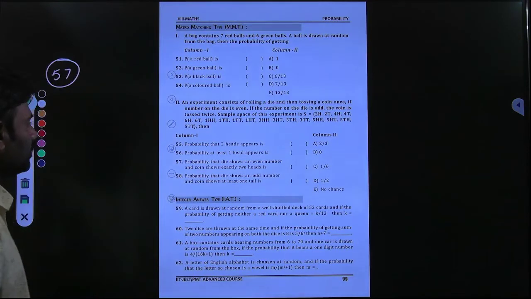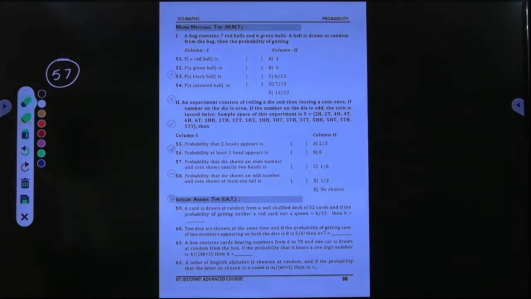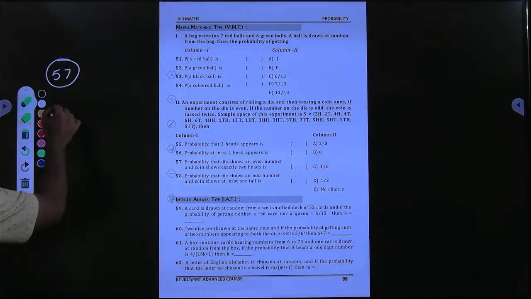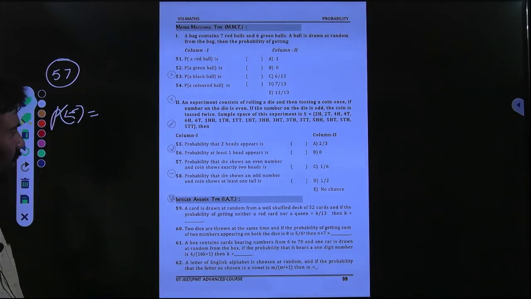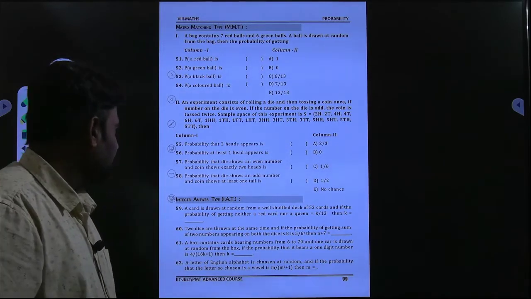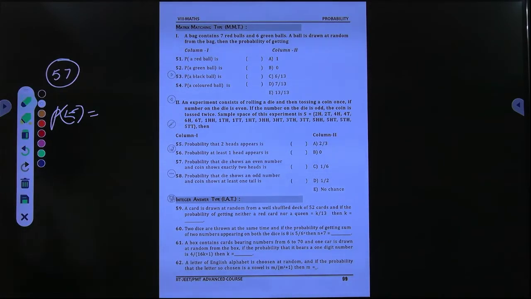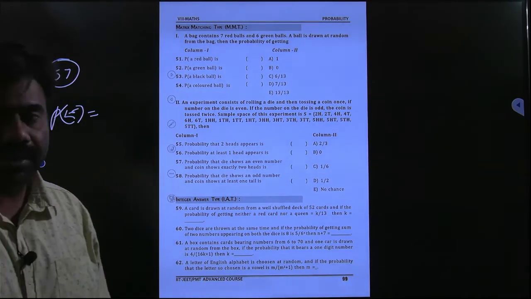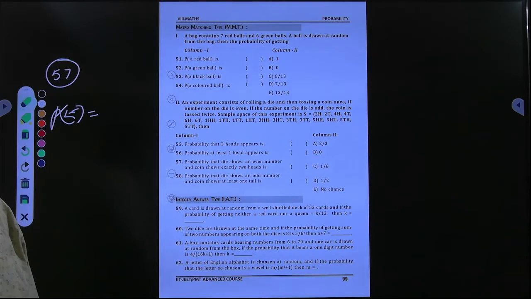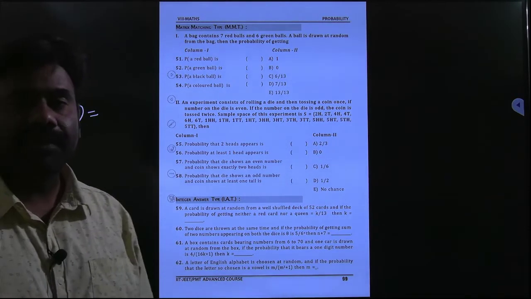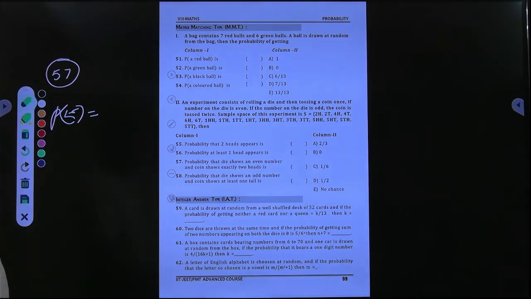The probability that the die shows an even number and the coin shows exactly 2 heads. Let P of E be the probability of the event that the die shows an even number and the coin shows exactly 2 heads. Even numbers are what here? If you throw a single die, we can get even numbers 2, 4, 6. The remaining 1, 3, 5 are odd.